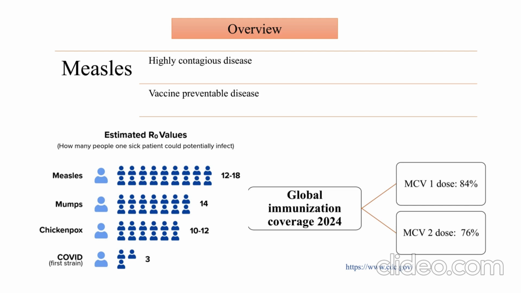The catch is its sheer infectivity. Measles is one of the most contagious viruses known to humanity. To actually interrupt transmission everywhere, you need incredibly high levels of population immunity, like upwards of 95% vaccination coverage consistently. That's the main hurdle, achieving and maintaining that level globally.